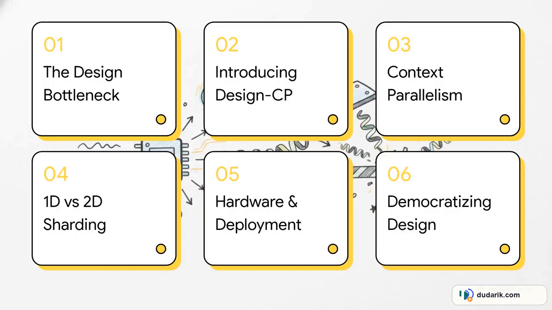Here's our roadmap for today. We'll start with the protein design bottleneck, introduce Design CP, look at how context parallelism actually works, compare 1D and 2D sharding strategies, cover the hardware and deployment needs, and finish up with how this is democratizing large protein design.